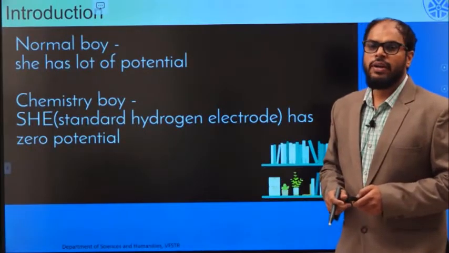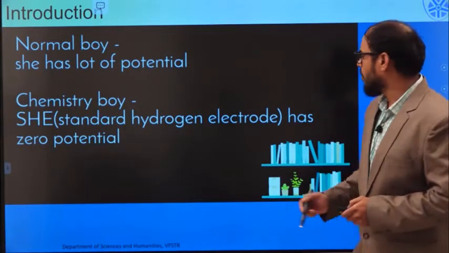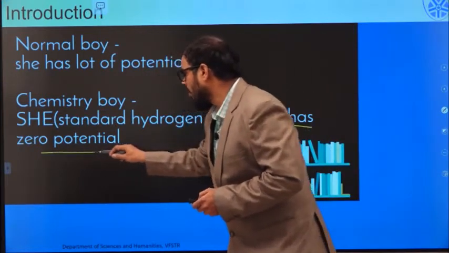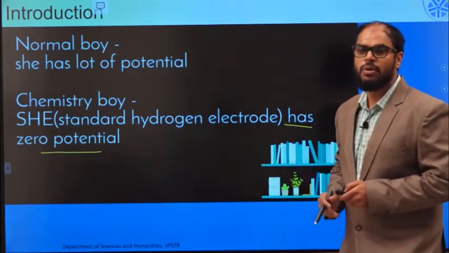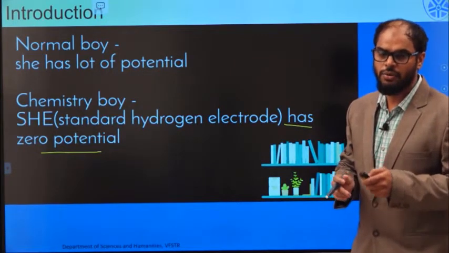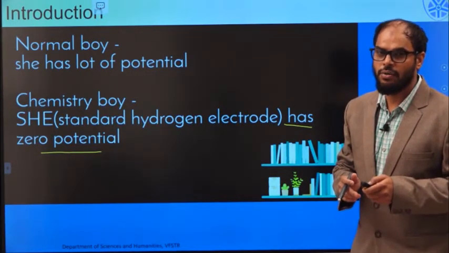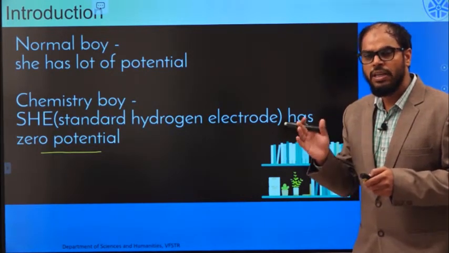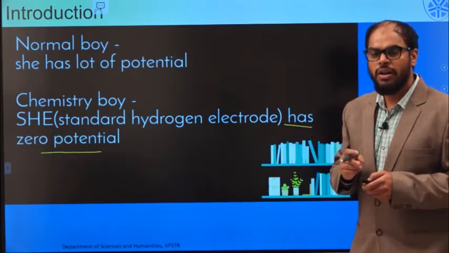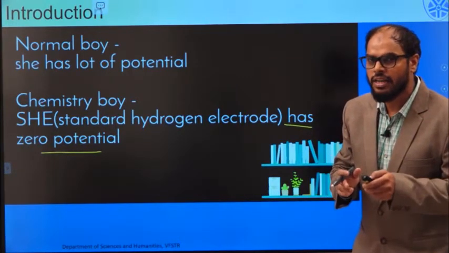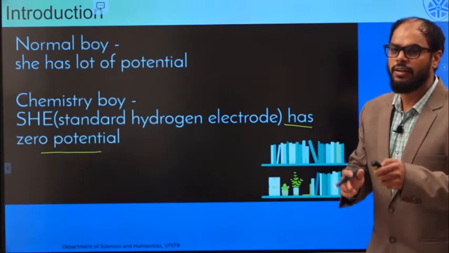The most important point regarding the SHE electrode is it has got zero potential. Okay? So, we are not talking about the gender she, we are talking about the standard hydrogen electrode, that is the SHE electrode, which is the reference electrode, and this reference electrode has to be used with respect to any other electrode, unknown electrode, or any other metallic strip whose electrode potential at standard conditions has to be calculated.